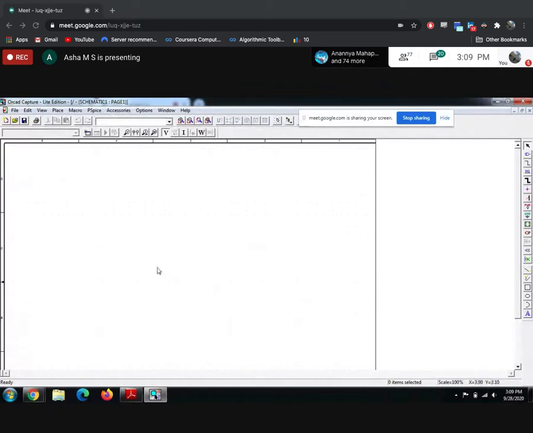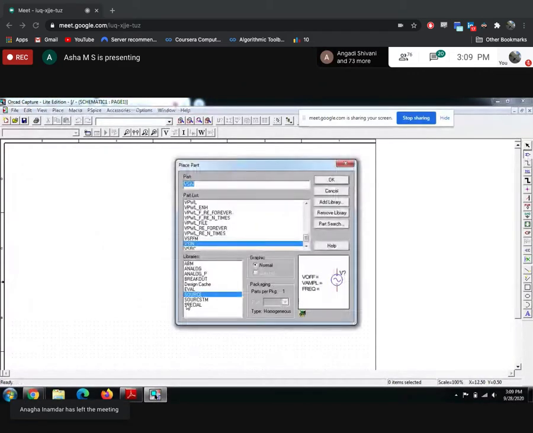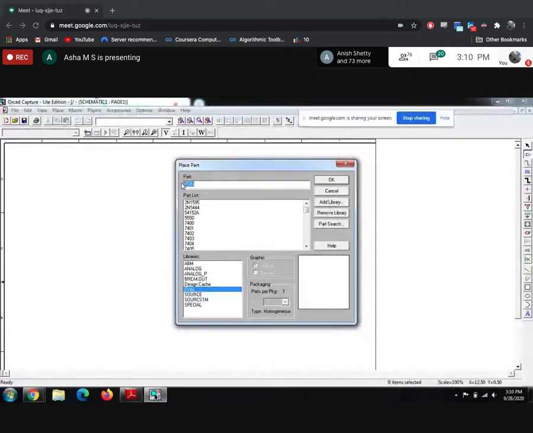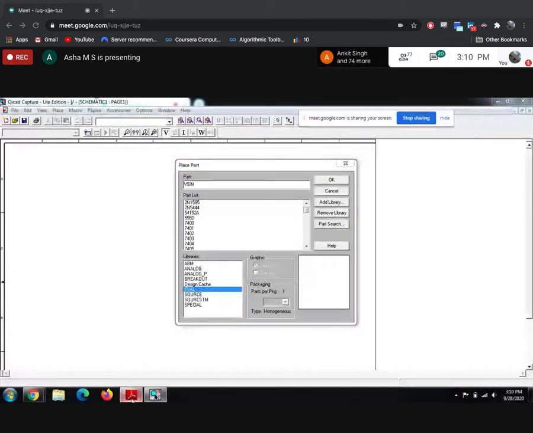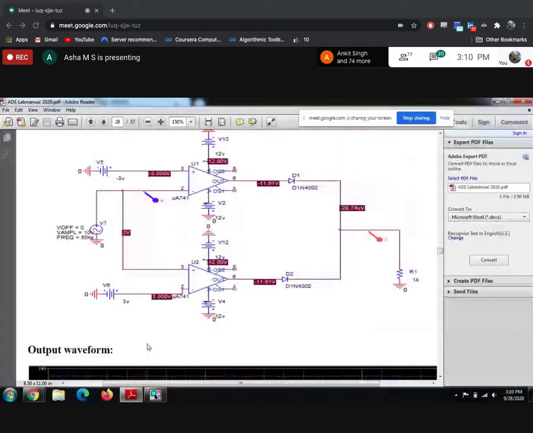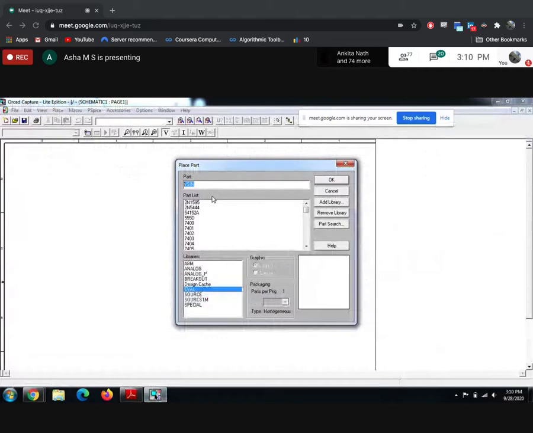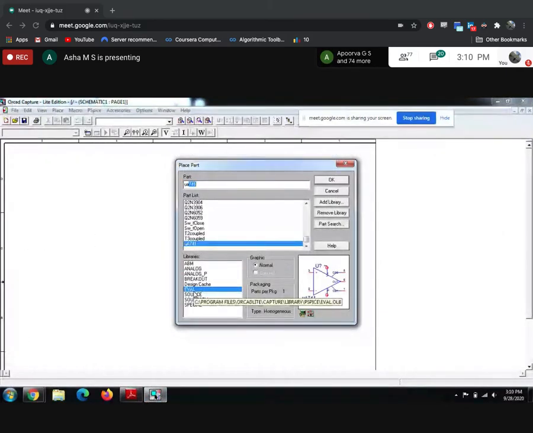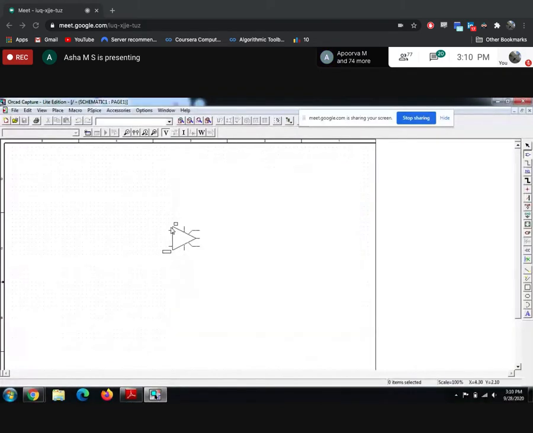So what are the things I require? I require 2 op-amps. The op-amp is present in the library, the name of the op-amp is UA741. So the op-amp is present in the eval library, UA741. You can preview here. You can select. 2 op-amps are required.